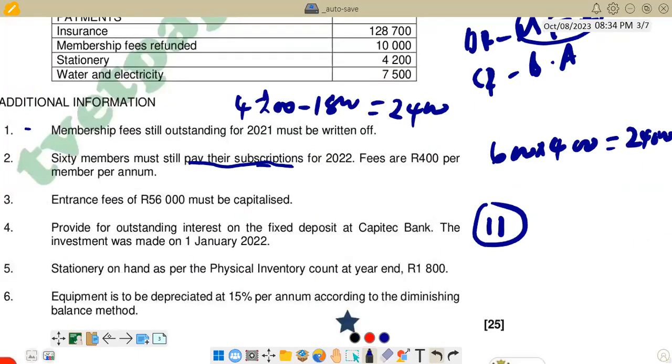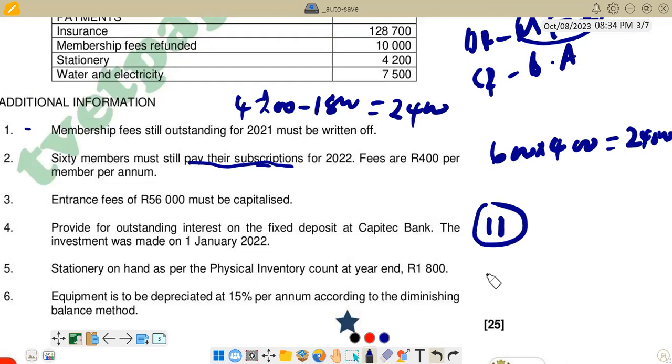Right, we have finished what we have in the table, so we go to additional information to find out about other expenses. If you go down here, you check the other expenses that are listed there. We've got equipment is depreciated at 50% per annum according to the diminishing balance method. So depreciation is another expense. Remember, depreciation is a non-cash item, but it's also an expenditure regarded as an expense.